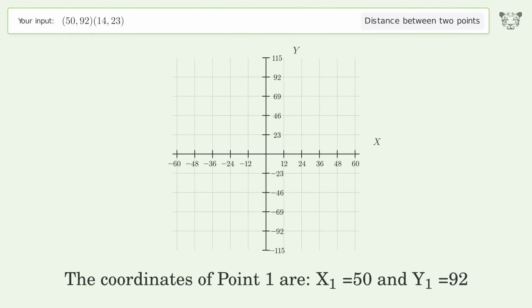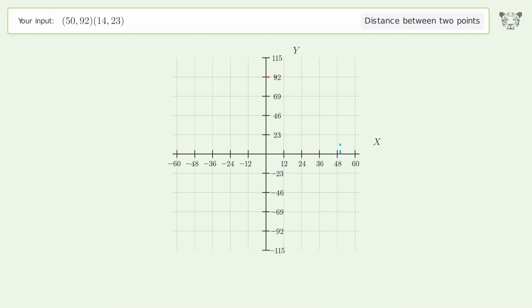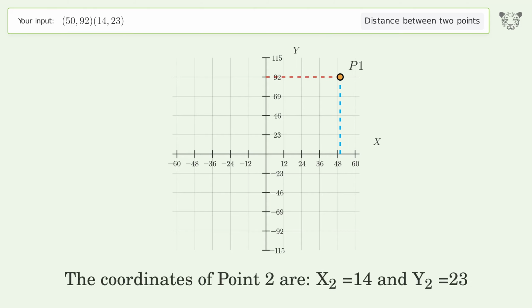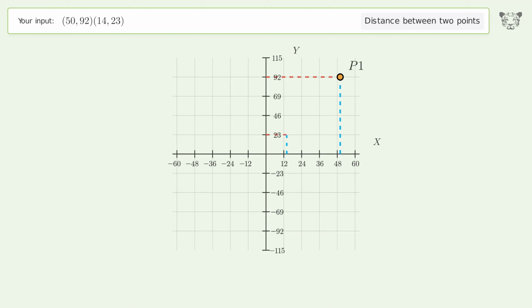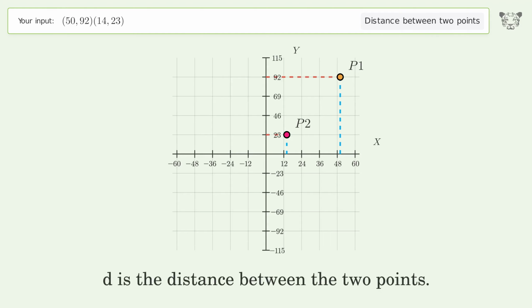The coordinates of point 1 are x1 equals 50 and y1 equals 92. The coordinates of point 2 are x2 equals 14 and y2 equals 23. D is the distance between the 2 points.